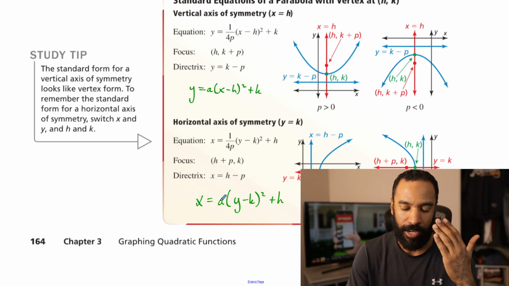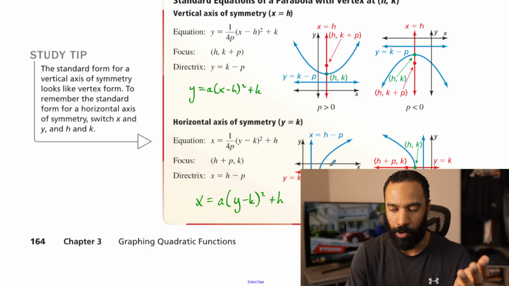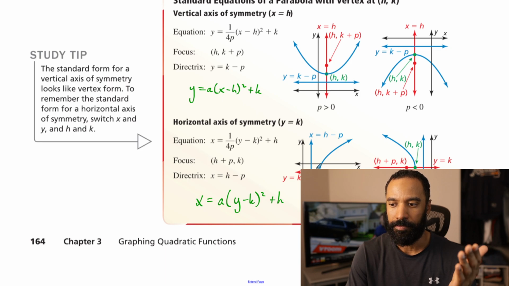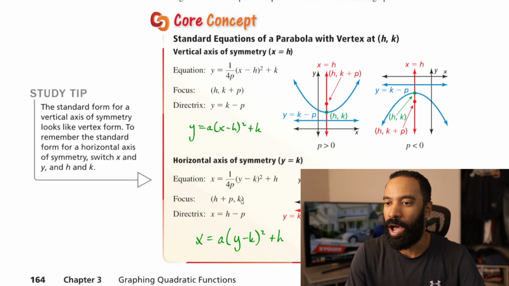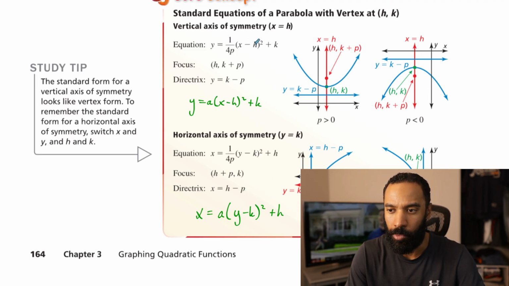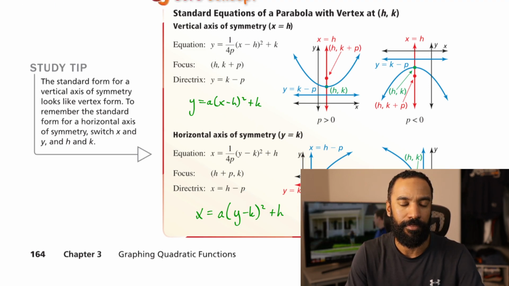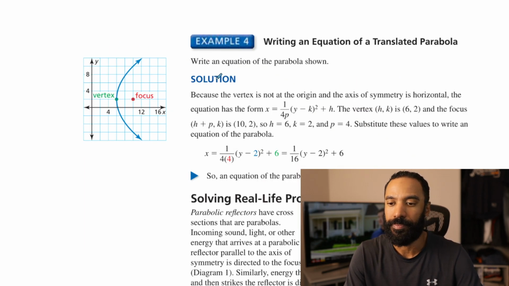Now the a value, again, is a horizontal stretch factor. It's still 1 over 4p, and I still go p units away this way and this way, inside and outside the parabola to get those things. So we're going to be able to write equations based off that more and more, and it looks like we're going to do some off of the origin. I didn't know that we would.